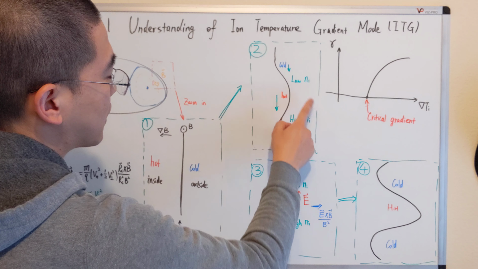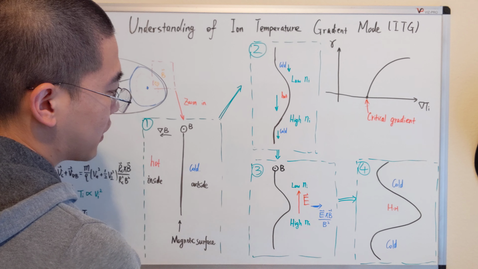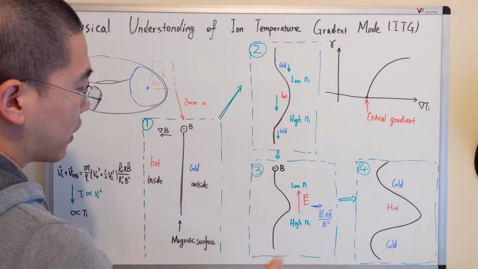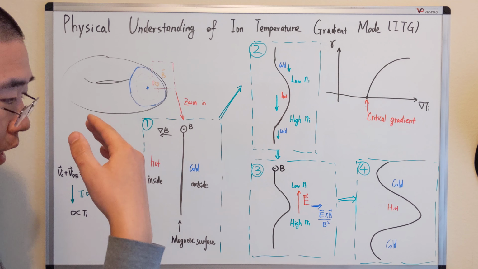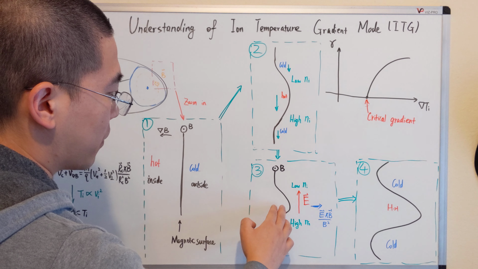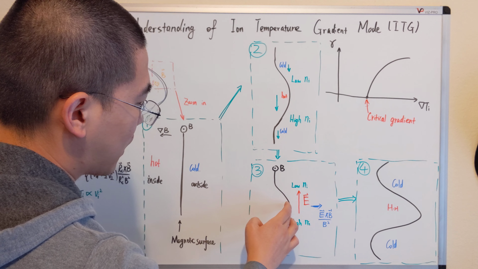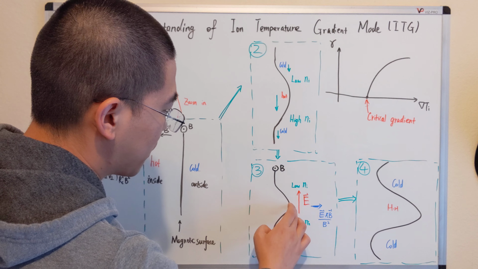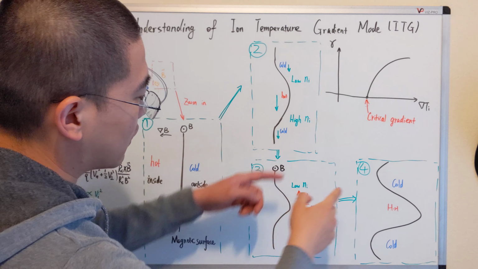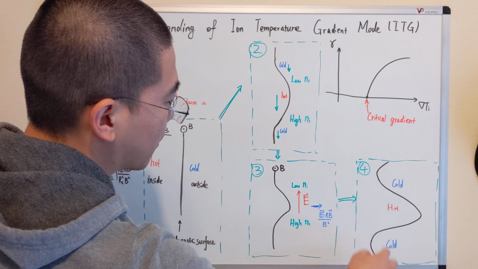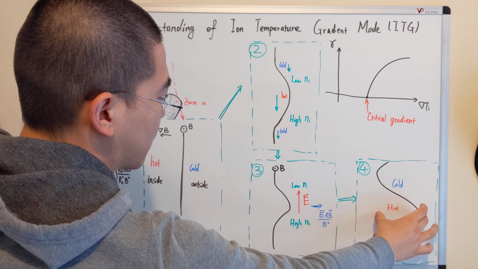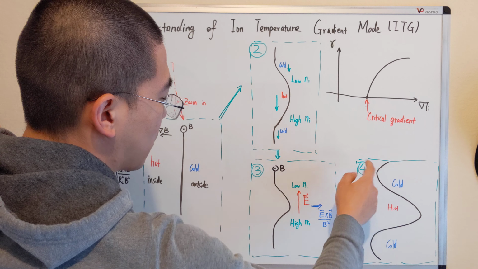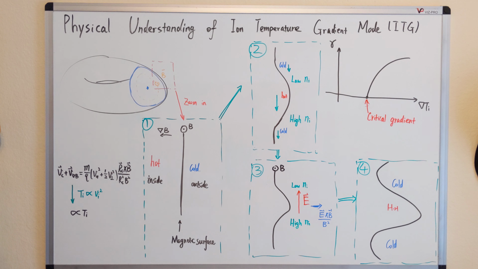And the density difference will end up giving us an electric field, which will give us E cross B drift, which further makes it unstable. So the magnetic surface will be dragged this way. As you can see, the amplitude of this rational surface perturbation will become bigger and bigger.